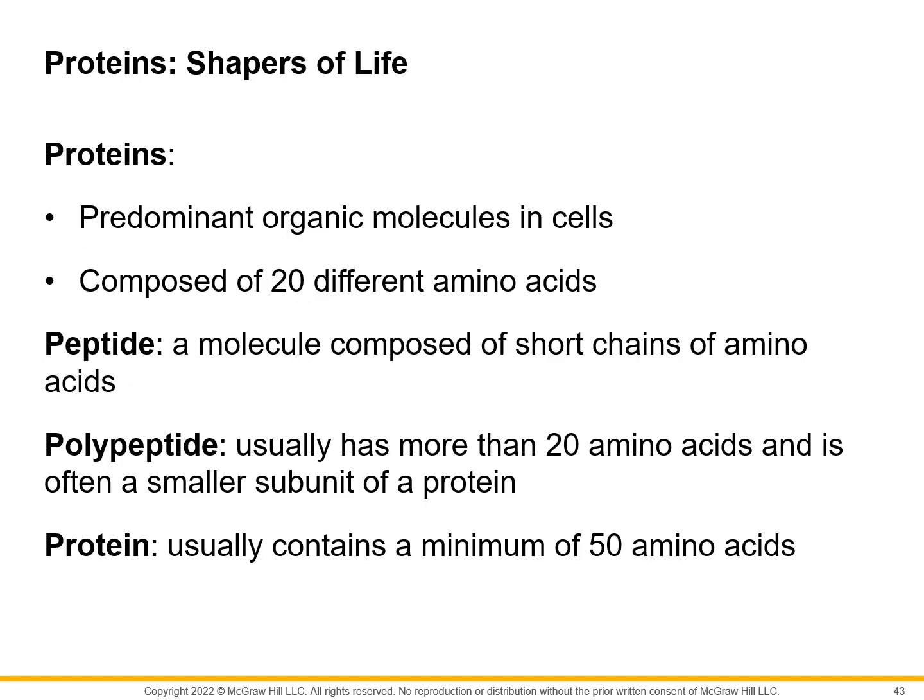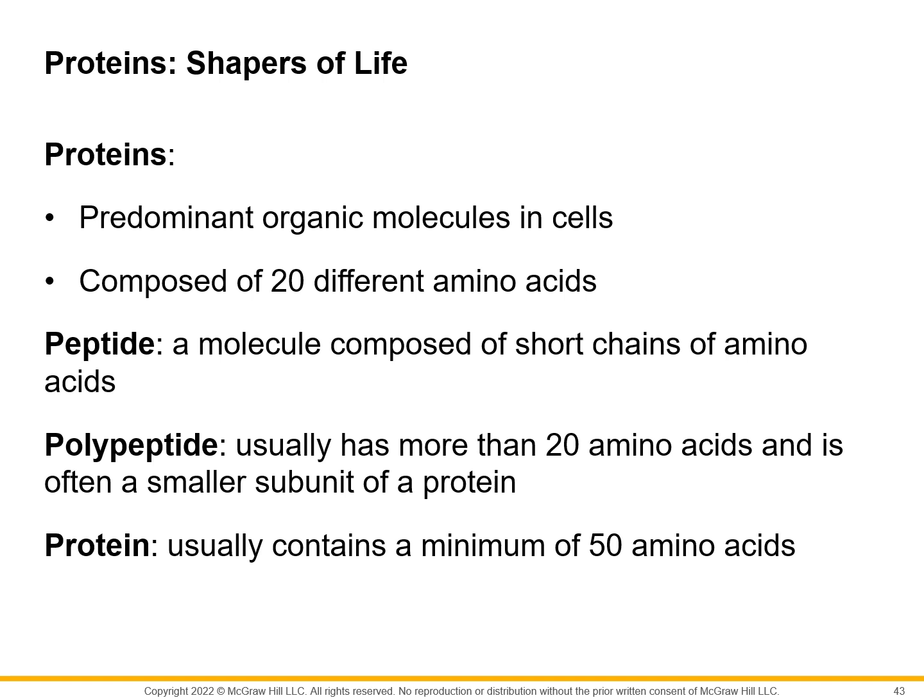Okay, another big category are proteins. These are the predominant organic molecules in cells. They are all composed of 20 amino acids. Now, there have been some studies that have stated that there are 21 amino acids or even 22 amino acids, but most classic literature states that there are only 20 amino acids. Your book says that, so we're going to go with 20 amino acids.